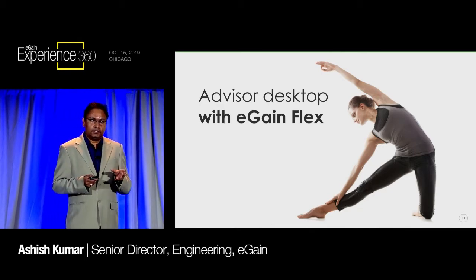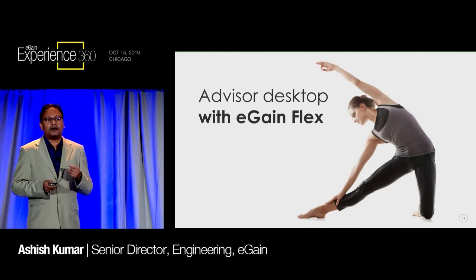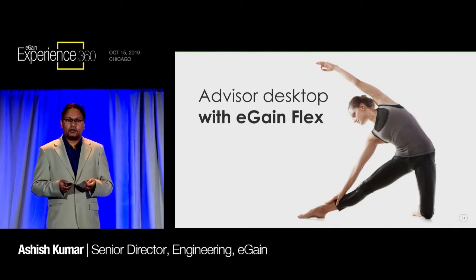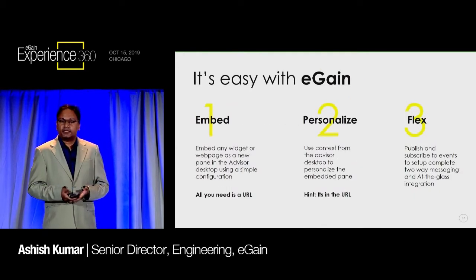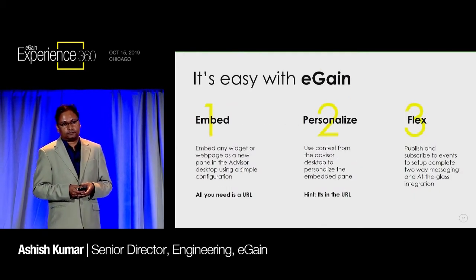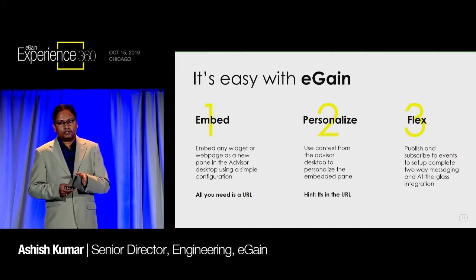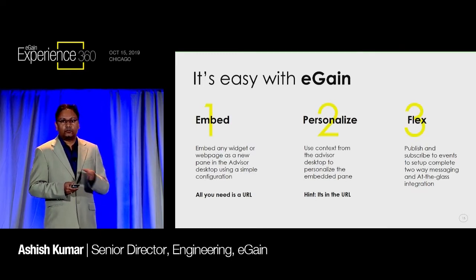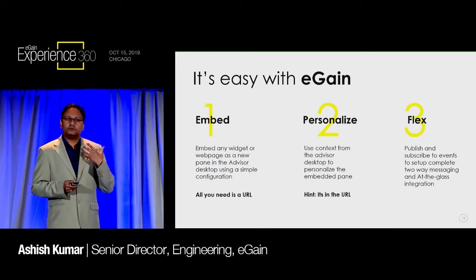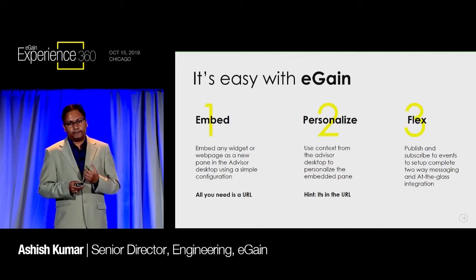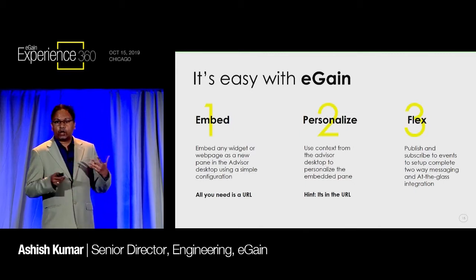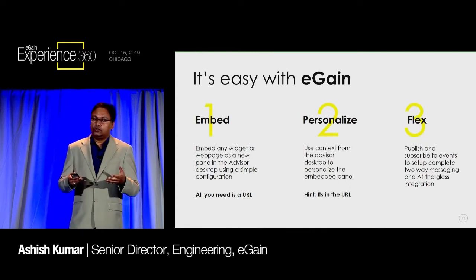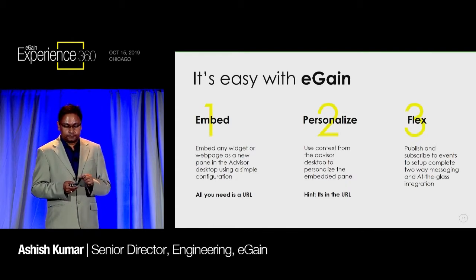inside the Advisor Desktop. So let's say your other tools are a web application or a web page that you are referring to while you are interacting with the customer, and it has a URL, then you can embed that URL inside the Advisor Desktop. You can go a step further and add some custom parameters, if it's possible, to the URL in order to make the pane show information in a very context-driven way. And at the third level, you can also add some messaging sugar on top of it using our messaging layer to exchange messages with the Advisor Desktop.